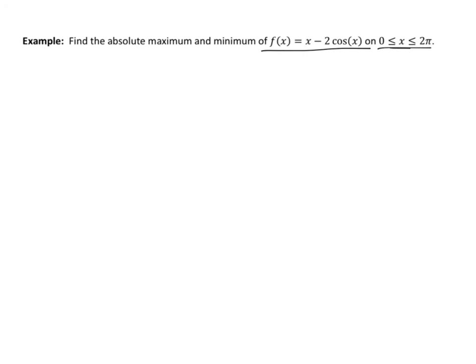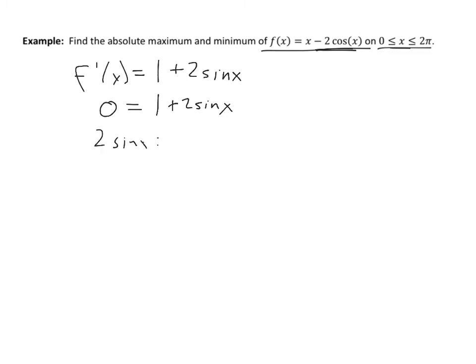So now all I need to do is find all the potential ones and see which ones are the biggest and the smallest. So let's take the derivative of this and set it equal to 0. Let's find the stationary points. F prime of x is going to be 1, and then the derivative of negative 2 cosine x is going to be plus 2 sine x. Then, finding stationary points, I set this equal to 0. 0 is 1 plus 2 sine x, and if I go about solving this, I'll have 2 sine x is negative 1. That means sine x is negative a half.